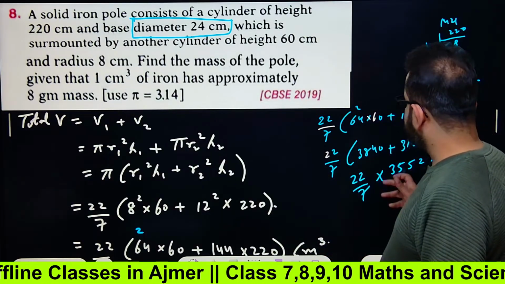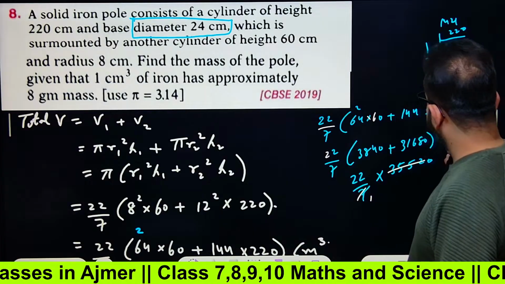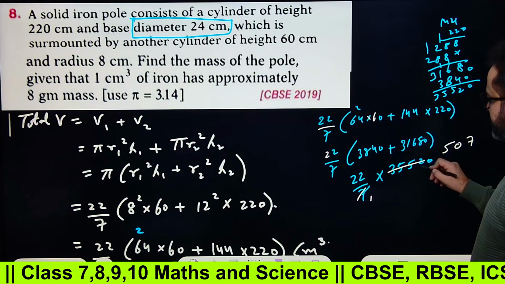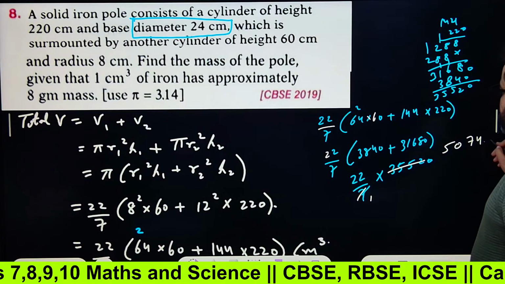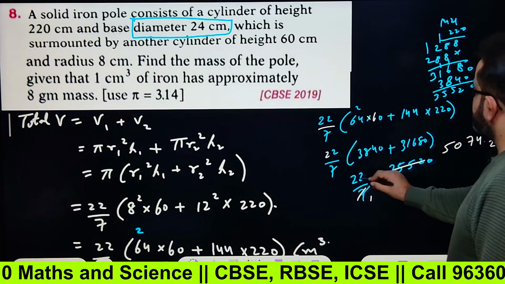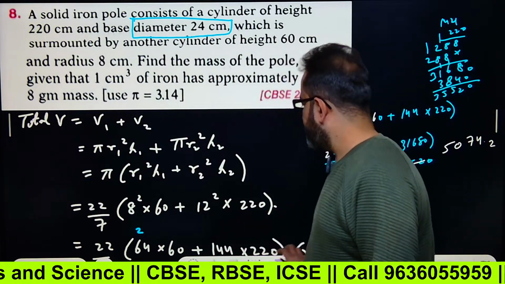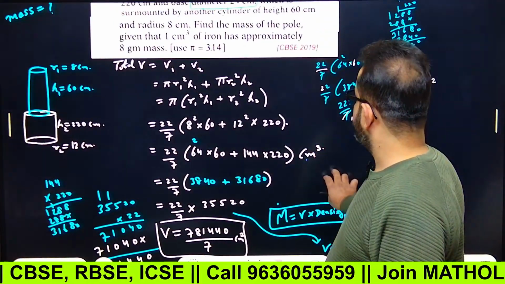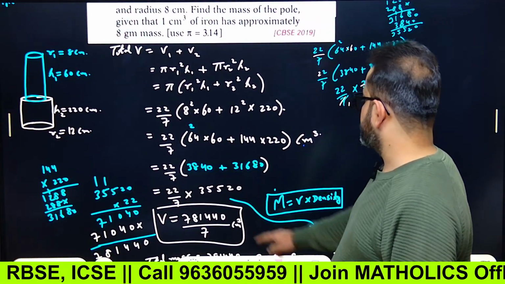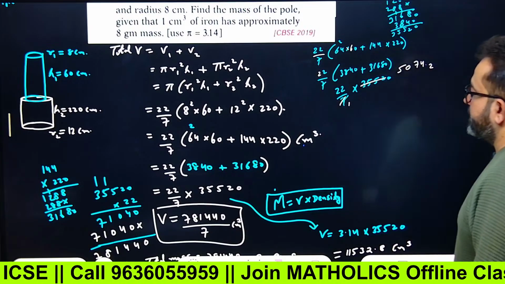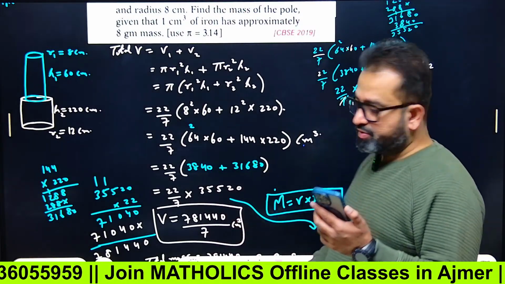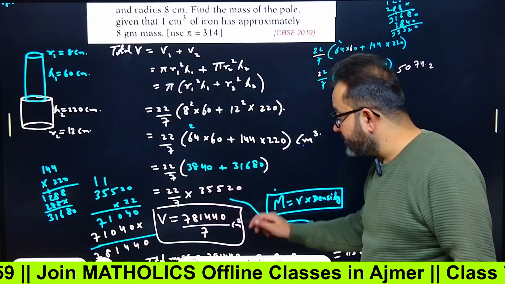So now you have to cancel this. 7 ones are 7, 7 5s are 35. Now 5 doesn't go, so it is 0. 7 7s are 49, and so on. Multiply 22 by 5074.2, and you'll get this much volume. 22 by 7 into 35520 is exactly the correct answer. So now this is the volume in centimeter cubes.